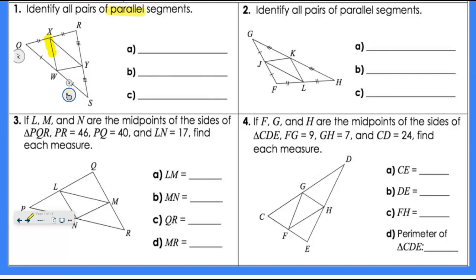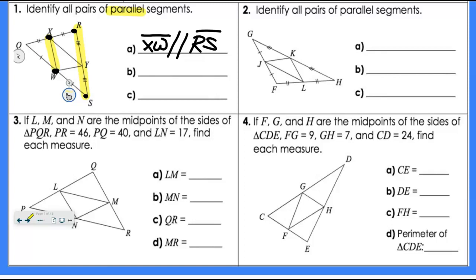So each one of these things, keep in mind it's called a mid-segment when it hits in the middle, is parallel to the long side on the triangle across from it. So those two are running parallel. So I would just say XW is running parallel to RS. Go write another one down for me, will you?